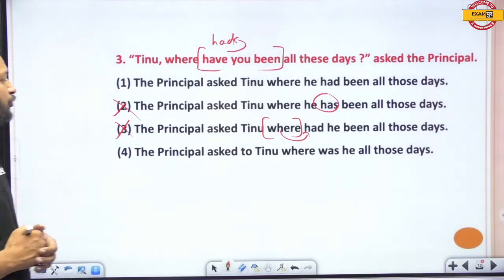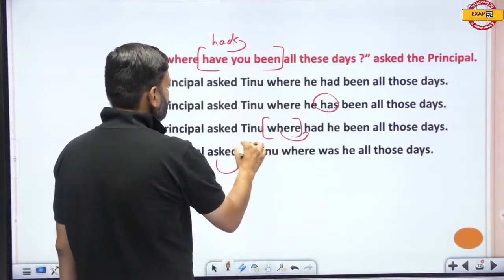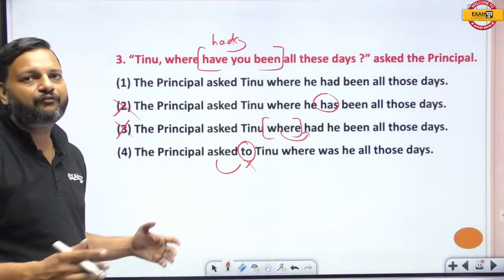The principal asked to Tinu. So after asked you cannot use to. Asked is never followed by to.